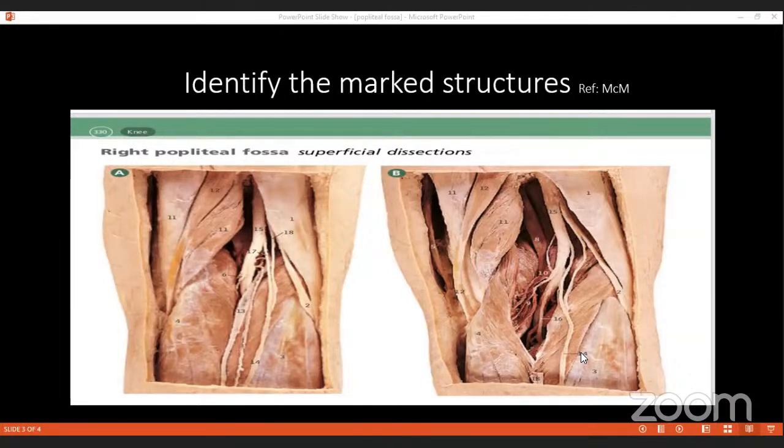Okay, it is the anterior tibial artery, and also there is the genicular artery, superior and inferior, medial and lateral genicular artery, and there is the tibioperoneal trunk, which is divided into posterior tibial artery and the peroneal artery. Okay.